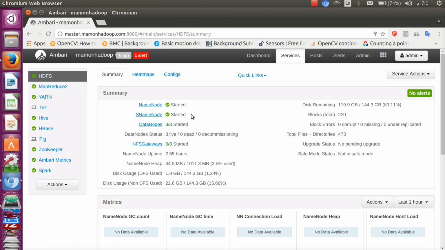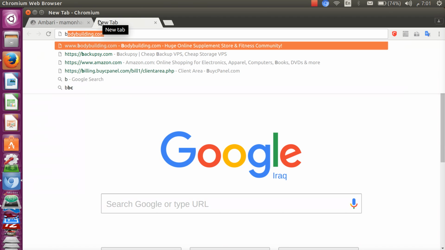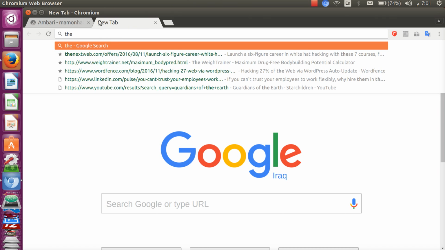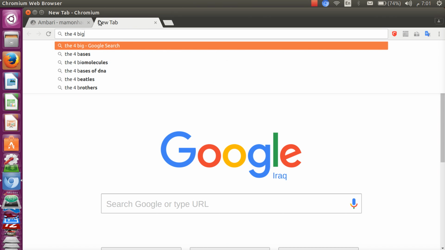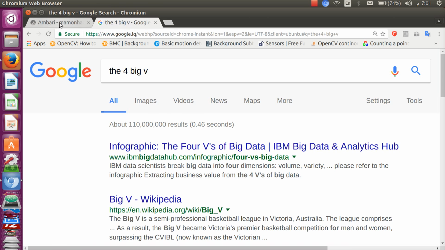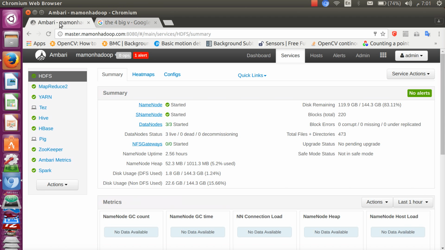Big data, some call it the big 3 V's, and IBM said it is the 4 big V's. What are these V's? The 4 big V's are four words that begin with the letter V. The first thing is what we call the volume.